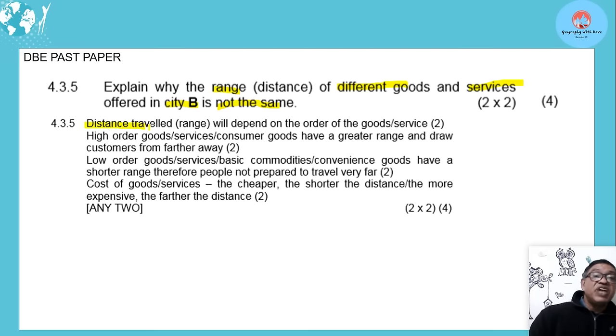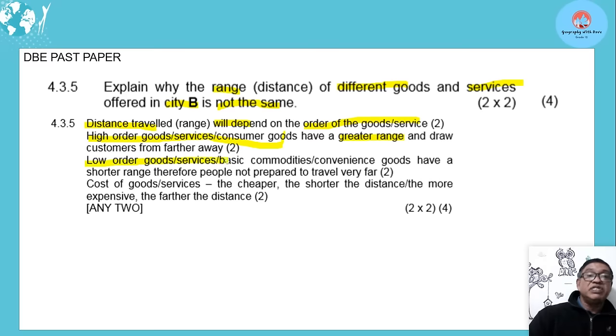The distance traveled will depend on the order of the goods and services. The further you travel, you travel for a higher order good. You travel further for a BMW than a loaf of bread. Higher order goods and services and customer goods will have a greater range. People will travel further for higher order goods. Distance is bigger. And therefore, it'll draw customers again, like your BMW.